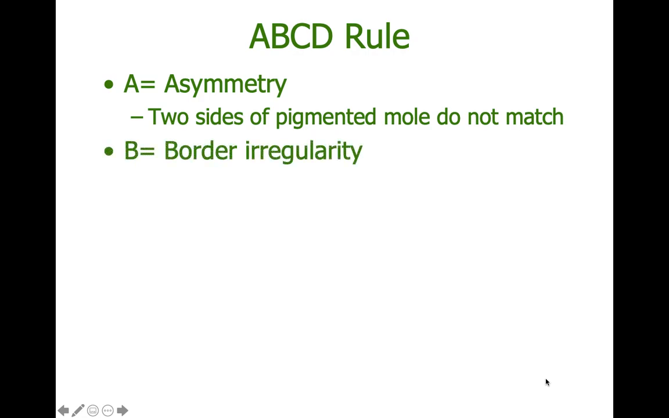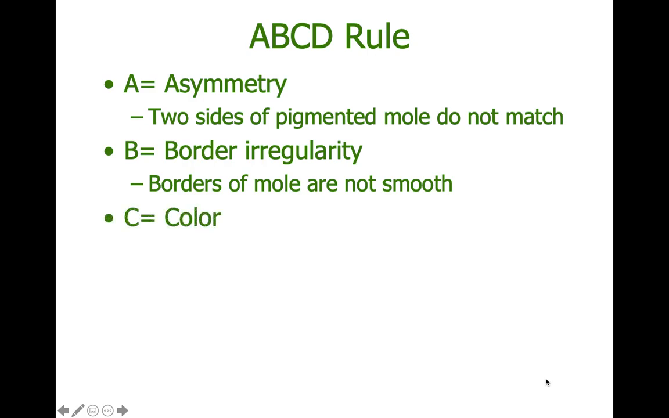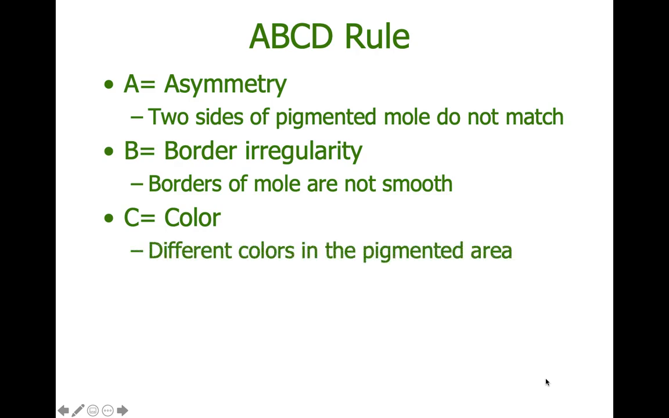B is for border irregularity. Again, as we saw in the photograph previous, the borders of the mole are not smooth. They have a scalloped edge, they have a rough edge to them. C, color. Different colors in the pigmented area. If you look at a regular old freckle, typically the color is the same throughout that freckle. In a malignant melanoma, as you saw, the color can be patchy, the color can be different throughout that growth.